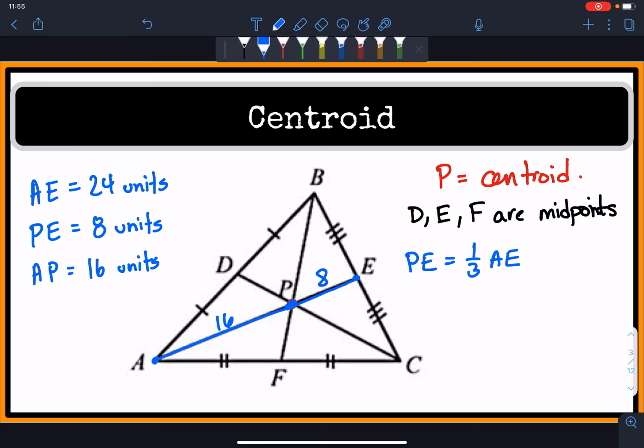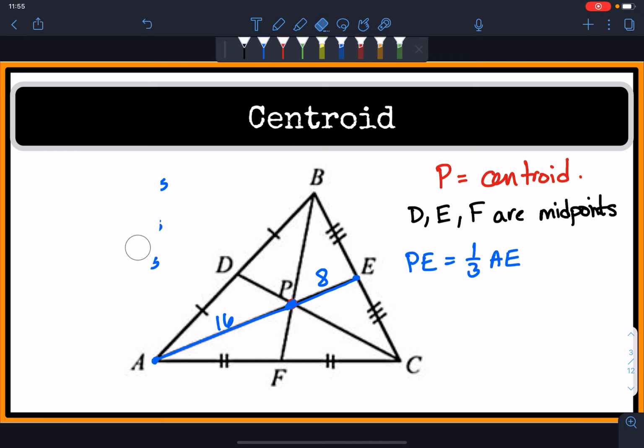So look at that. Sorry for the long pause. This is going to be true with every single median. So let's look at this median, from B to F. Let's say the distance from B to F is a different value. It's not going to be as long as this one. Let's say it's a little bit shorter, let's say it's 21 units.